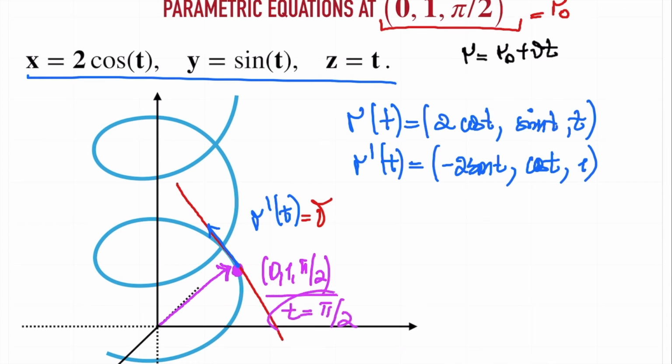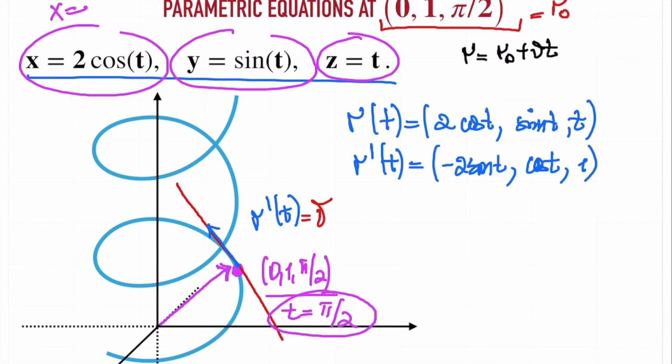Okay, so this point is obtained when we substitute t equal to pi over 2. Do you know how I know this? Because you see, z is equal to t. So if you substitute t equal to pi over 2 into here, you're going to indeed get this result. x is going to be equal to 0 because cosine of pi over 2 is 0. y is going to be equal to 1 because sine of pi over 2 is 1, and z is equal to pi over 2. So I also have to substitute pi over 2 into here. So r prime of pi over 2 is going to be (minus 2, 0, 1).